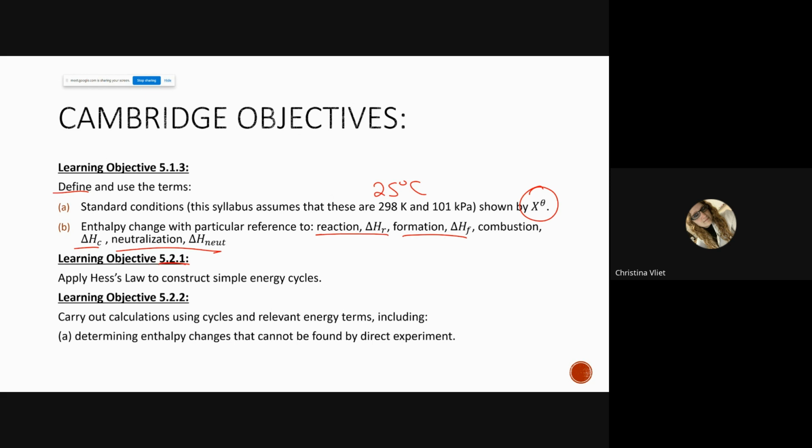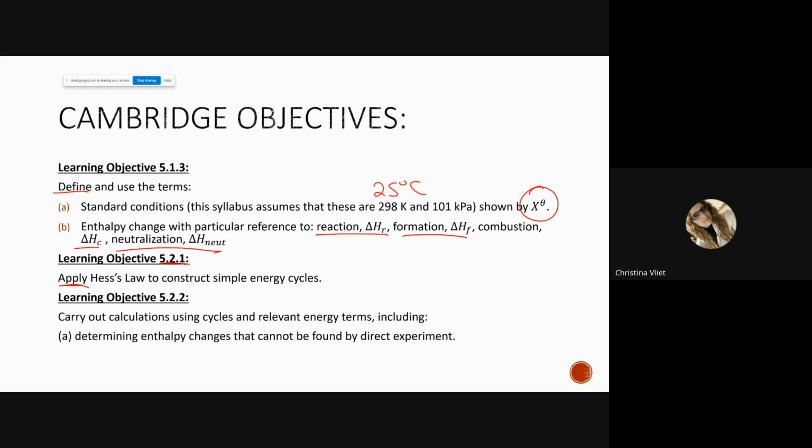Learning objective 5.2.1. Apply. That means do what you've got to do, right? Apply Hess's law. Didn't you just hear about that? Hess's law to construct what? That's Cambridge's wording, not mine. Simple energy cycles. So you'll learn what Cambridge thinks is simple. Simple energy cycles. And I'll try to make it as not terrible as possible.